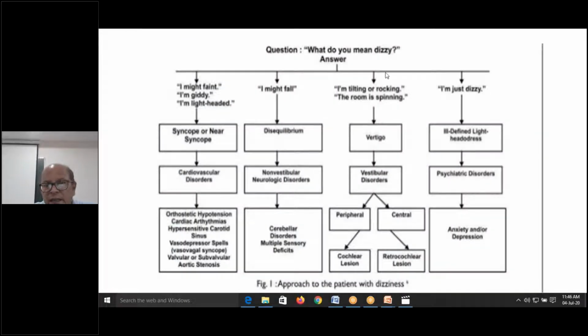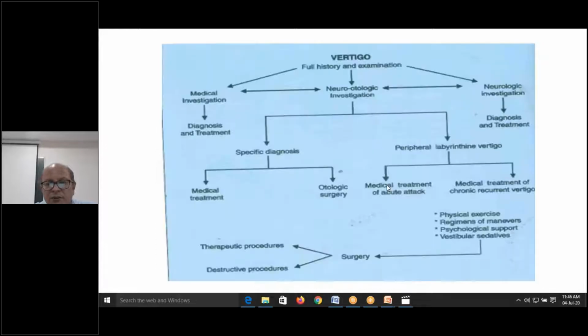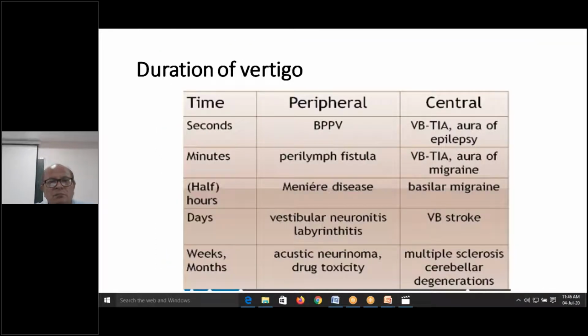From history, taking a very careful history is the main trick in identifying a case of true vertigo and separating all other conditions which may appear similar to the patient but are quite different for you as a clinician. Depending on the duration, if it is in seconds, and if it is peripheral, then BPPV is the most likely diagnosis.